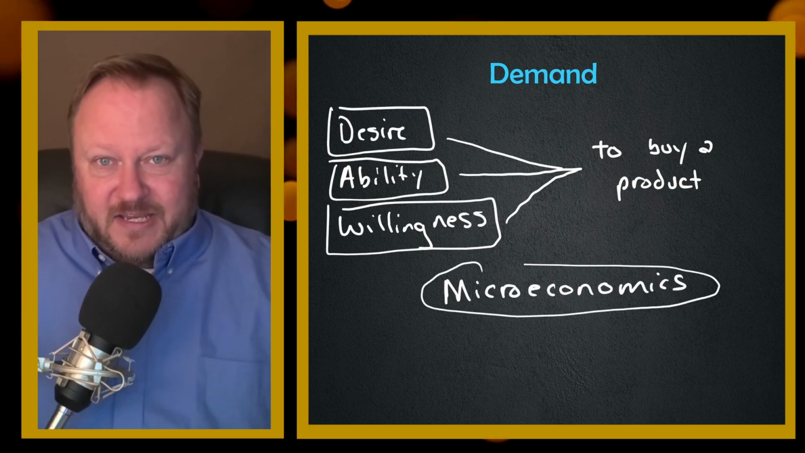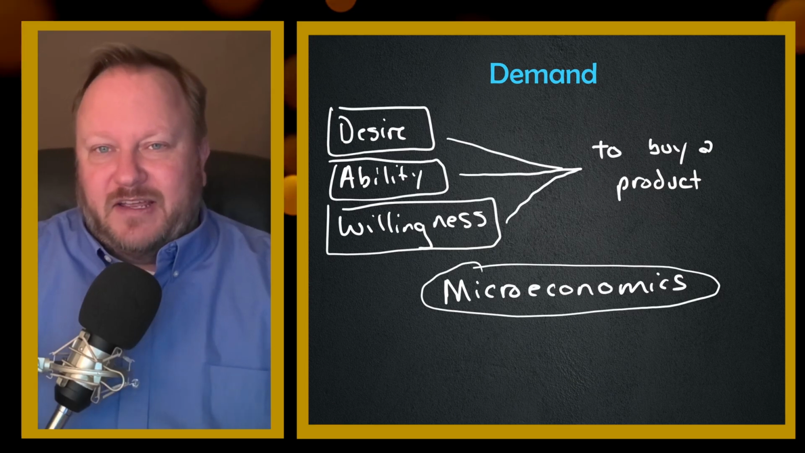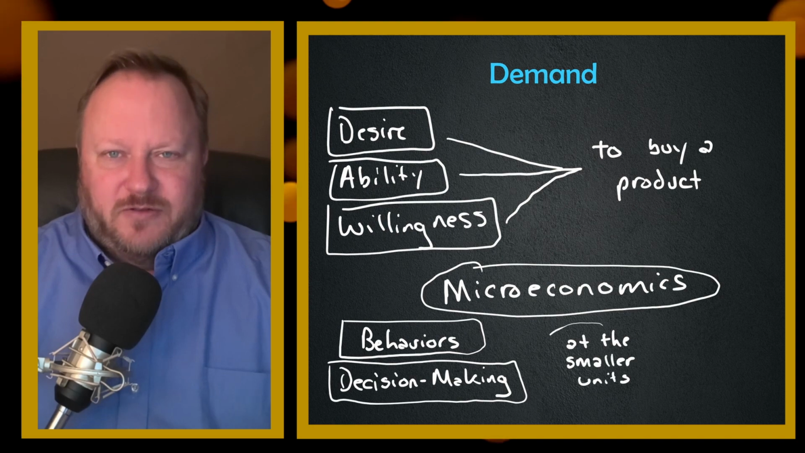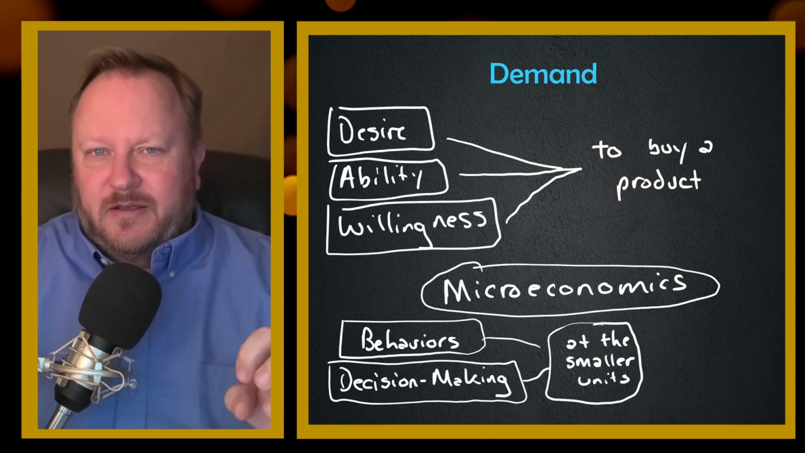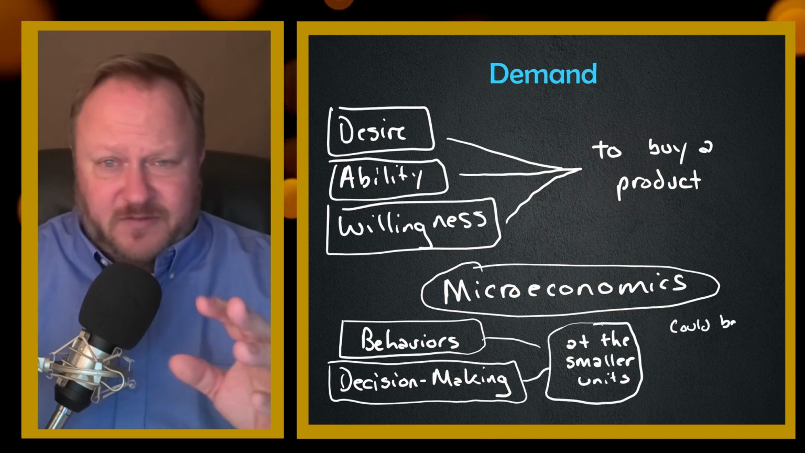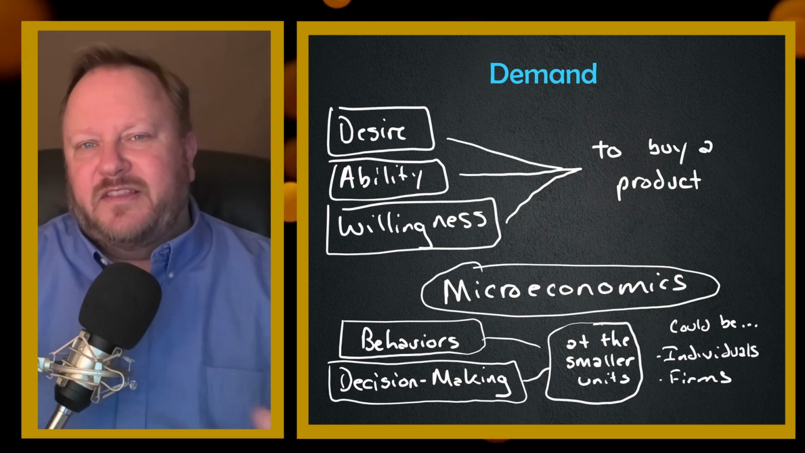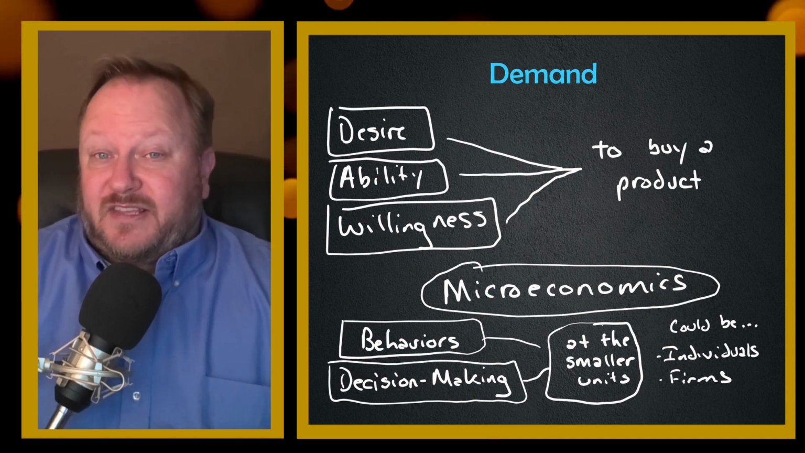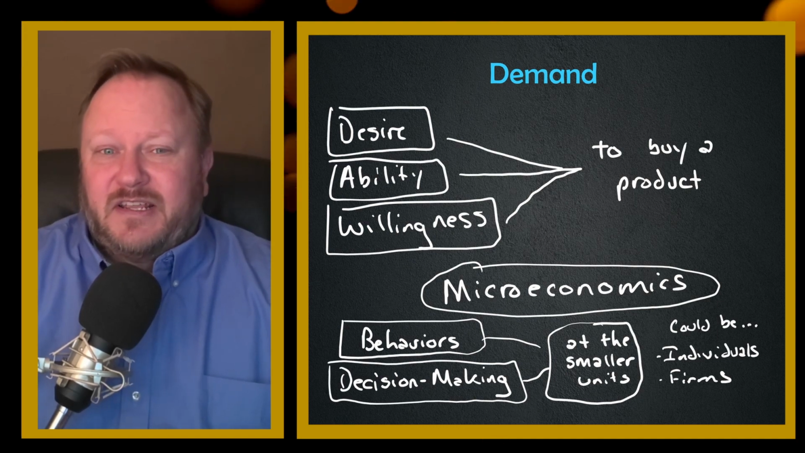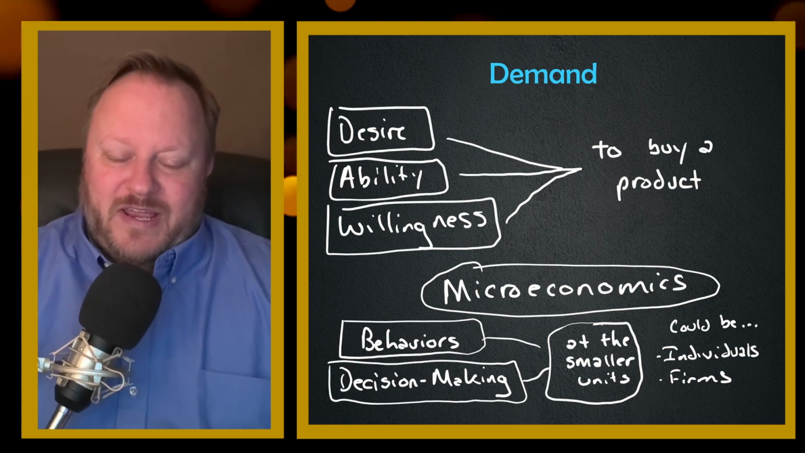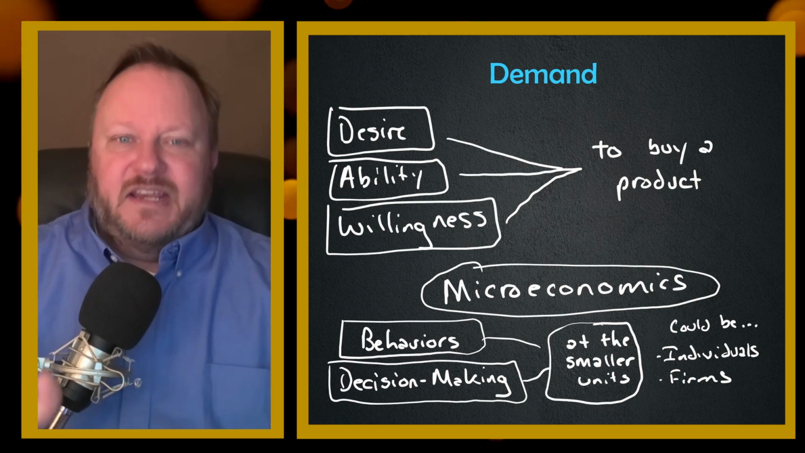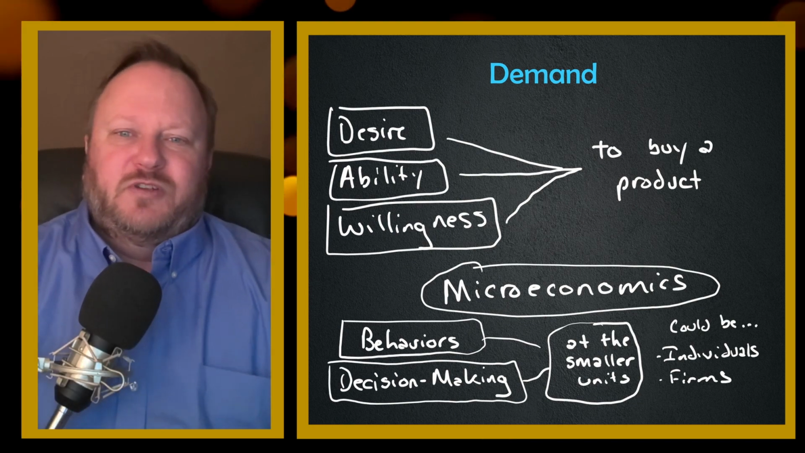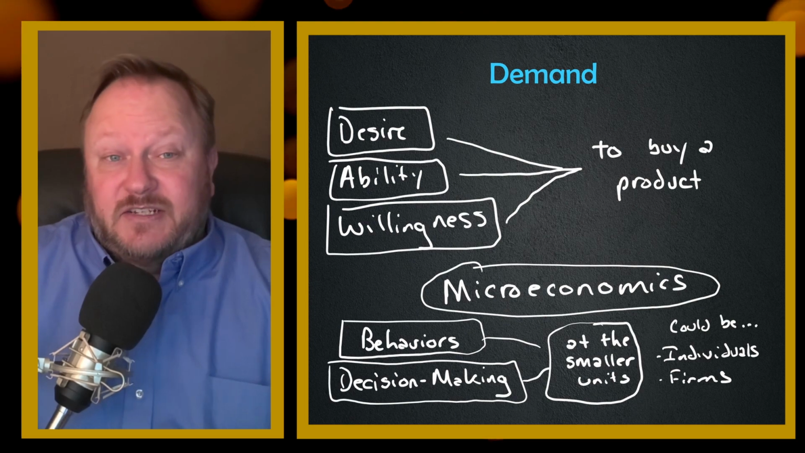What we're going to be looking at is demand at the microeconomic level. And by microeconomics, I mean we're looking at smaller units. We're looking at individuals, individual businesses, individual people. And we're looking at their behaviors and decision making to see why do they make the decisions that they do? What is it that causes a person to step in and buy a product? When does their desire, their ability, their willingness begin to actually trigger action to cause them to purchase this product? That's what leads to demand.